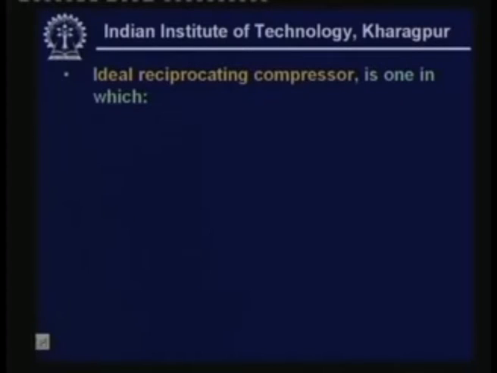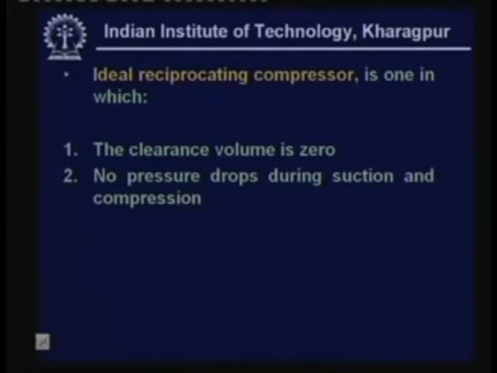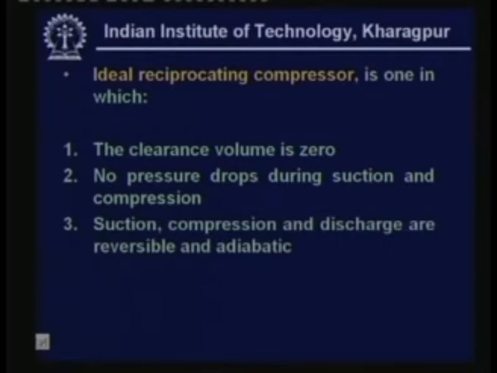Now, let us look at an ideal reciprocating compressor. So, how do you define an ideal reciprocating compressor? An ideal reciprocating compressor is one in which the clearance volume is 0. I will explain what the clearance volume is. There are also no pressure drops during suction and compression, and all the processes such as suction, compression and discharge are reversible and adiabatic. So, all these three criteria must be satisfied for a compressor to be called an ideal compressor without clearance.